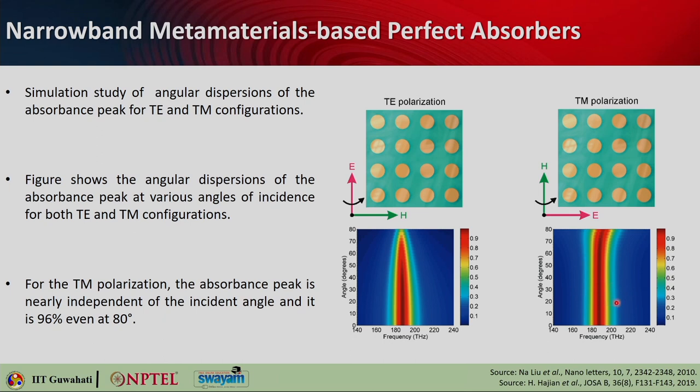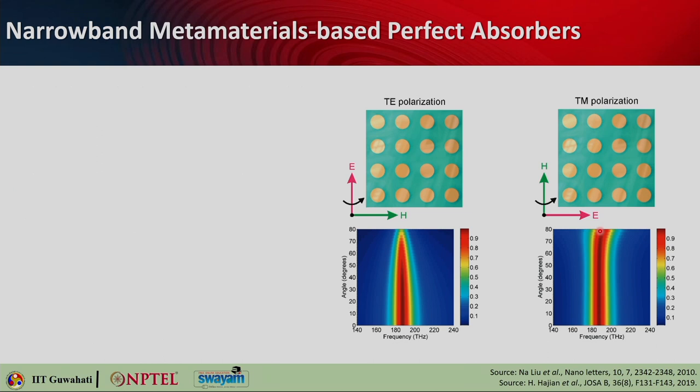If you look at the TM polarization first, the one on the right, the absorption peak is seen to be nearly independent of the incident angle. On the y axis you are varying the incident angle from 0 to 80 degrees, and you see that more or less it is independent of the incident angle, which is amazing. Even at 80 degrees, at the same wavelength, you are able to hit 96% of absorption, and that is tremendous, okay.